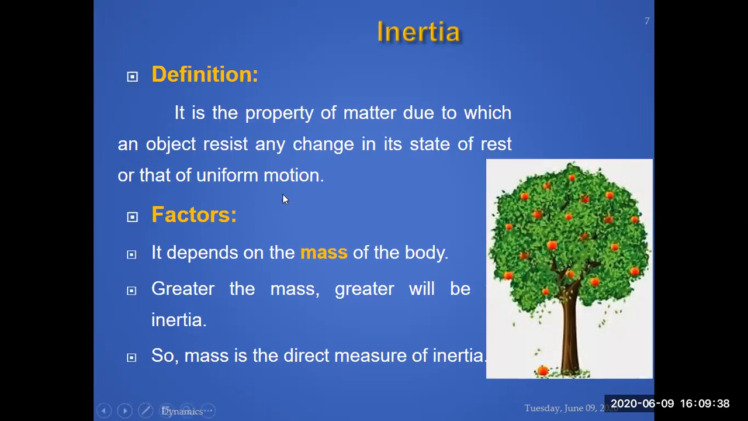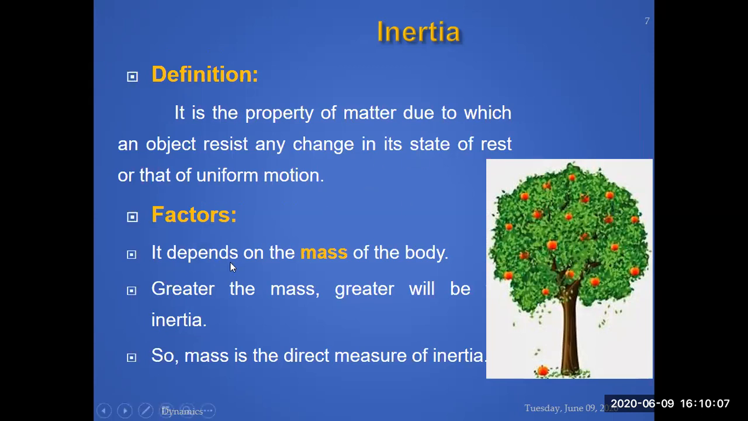So here is an example. This one is asked many times in different exams. The fruit is at rest. When you shake this tree, the fruit falls. A question is asked: why? The reason is that before shaking the tree, the fruit was at rest. Due to inertia, it wanted to stay at rest. So that's why the fruit falls when the tree is shaken.